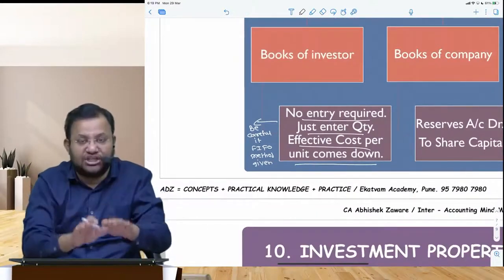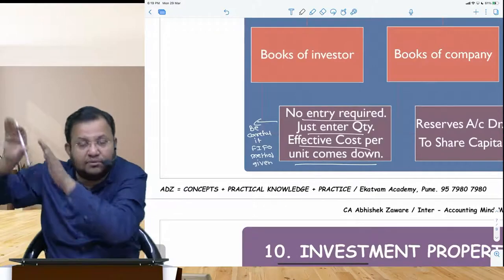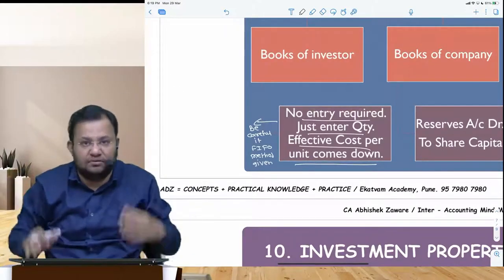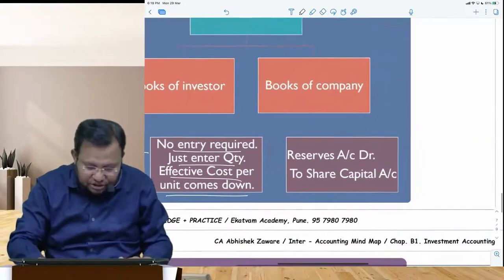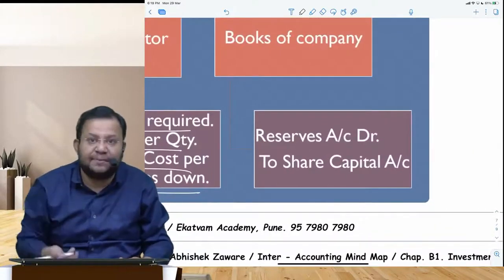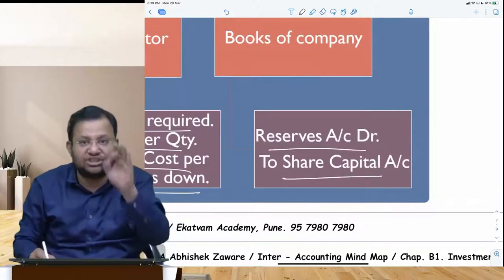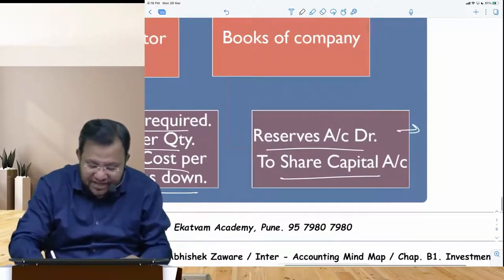Accounting for bonus shares is different. Taxation of bonus shares is different. This leads to a creation of planning for tax. In the books of the company, bonus share is a capitalization of reserves. Reserves are converted into share capital. Bonus shares are always issued at face value.